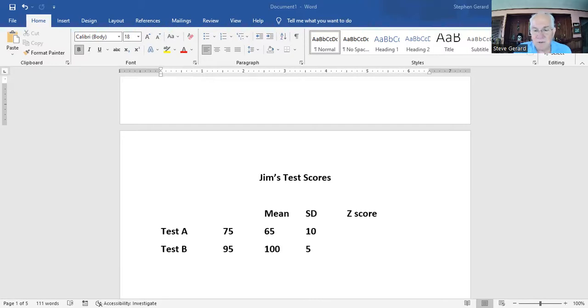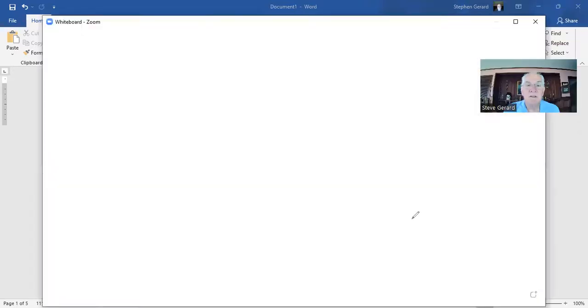Let me show you something here on my whiteboard. A Z-score equals X, your raw score, minus X bar, the mean, divided by the standard deviation.